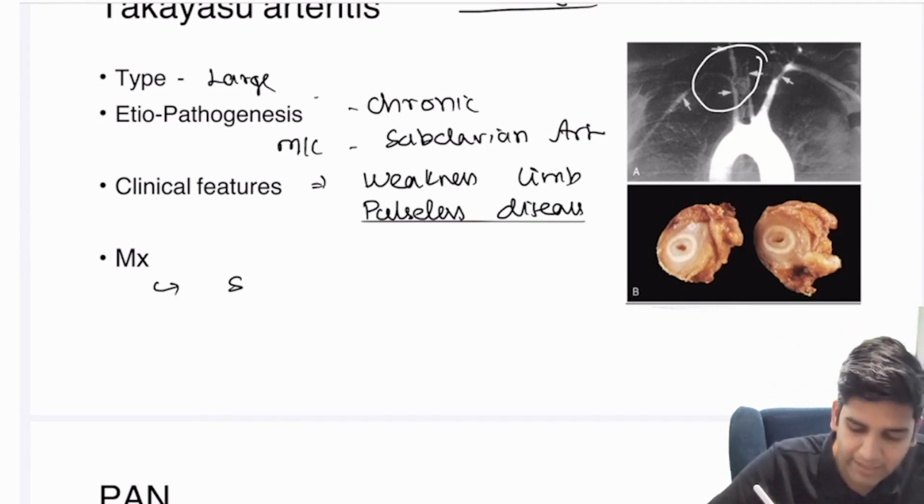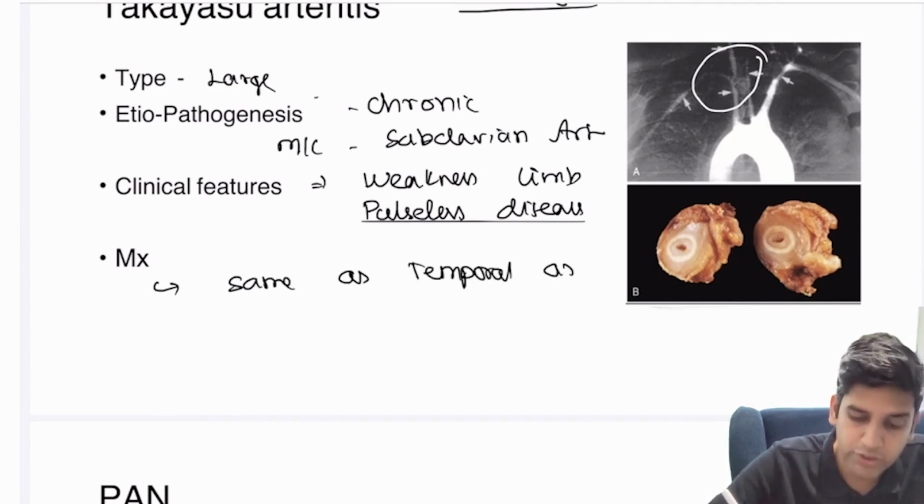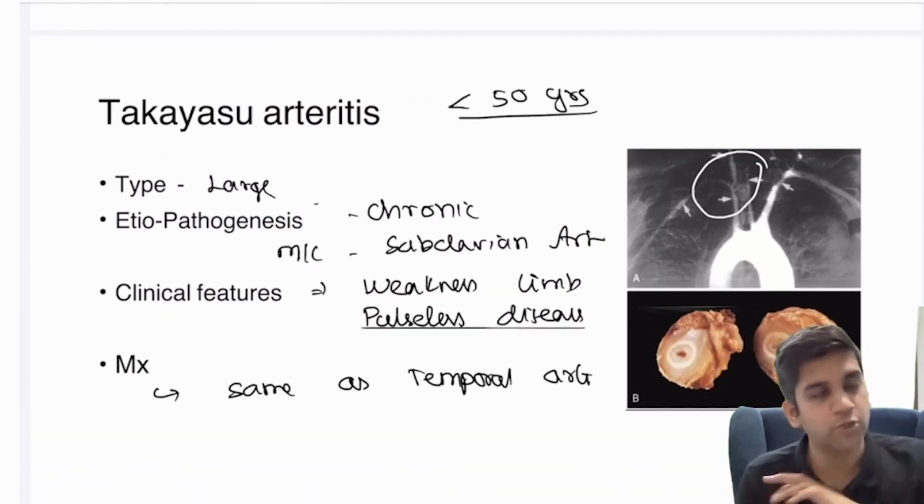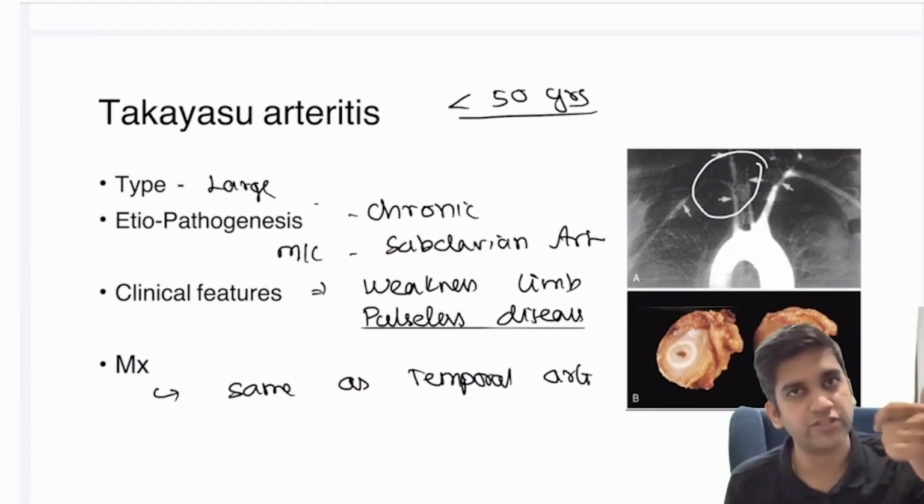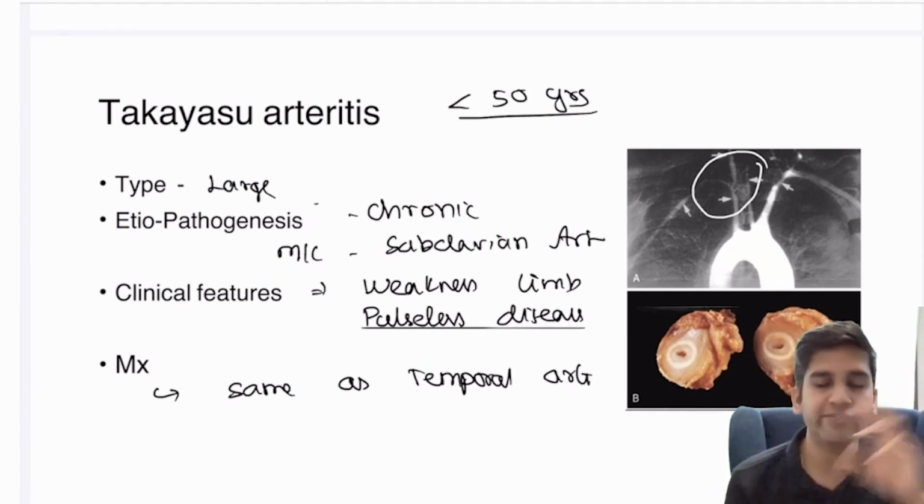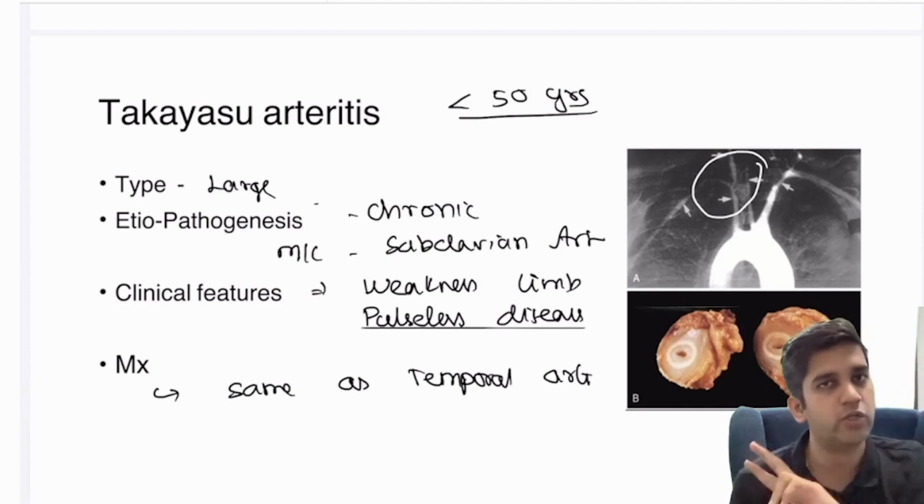Microscopy is the same as giant cell arteritis, or temporal arteritis. So the only thing which can differentiate for us is the age, because both of them in microscopy will have giant cells, granuloma, broken internal elastic lamina. The history might differ by default, and age also is the most important thing to differentiate these both.